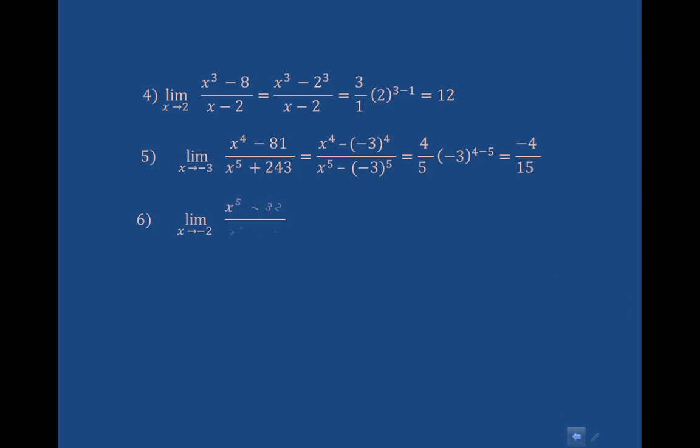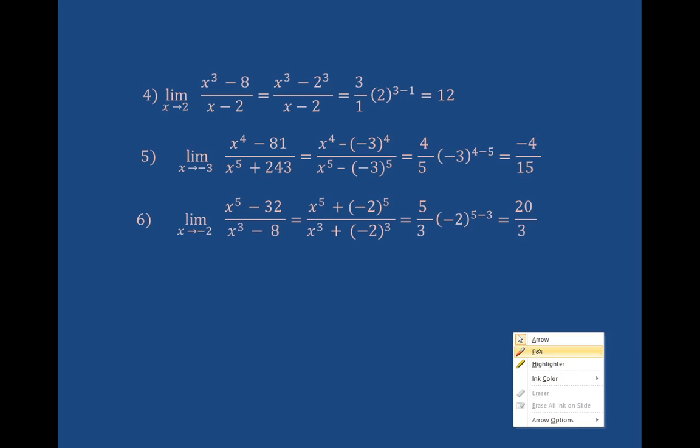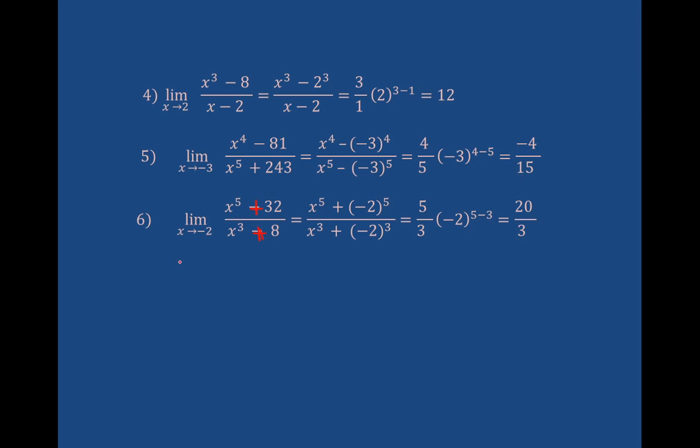Another problem. Limit when x tends to negative 2 of x power 5 plus 32 over x power 3 plus 8. Take care, this problem itself is x power 5 plus 32 over x power 3 plus 8. I will solve this problem.